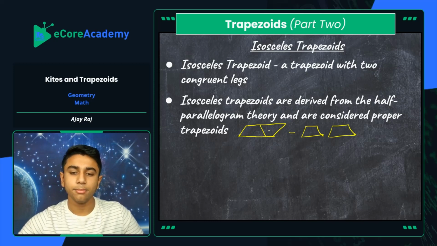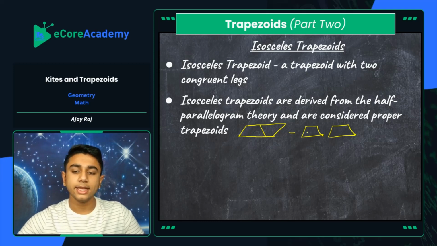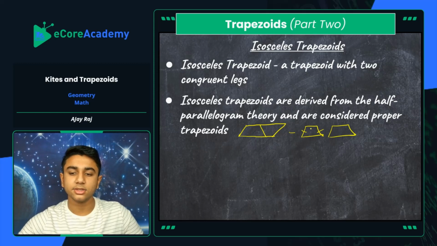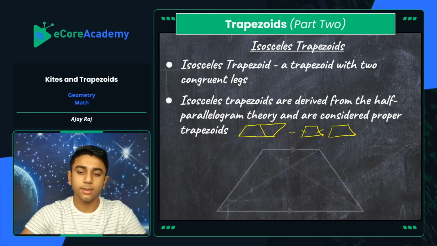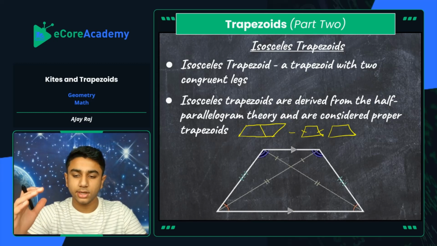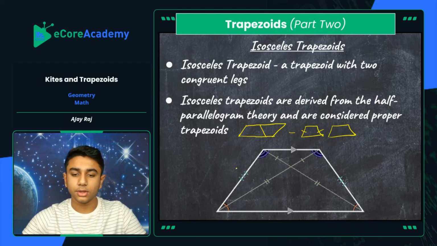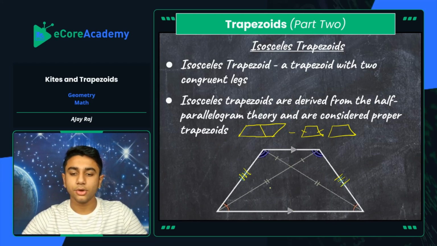This guy right here, because it's coming from this parallelogram, it's going to have equal legs. These legs are going to be equal length, and the bases are going to be parallel to each other because they took that same property from the parallelogram. And that's the same exact thing that comes with an isosceles trapezoid. You're going to have congruent legs right here, parallel bases, and you're also going to have equal diagonals as well. That's why it takes the same exact properties as your parallelogram, and it's considered a proper trapezoid.